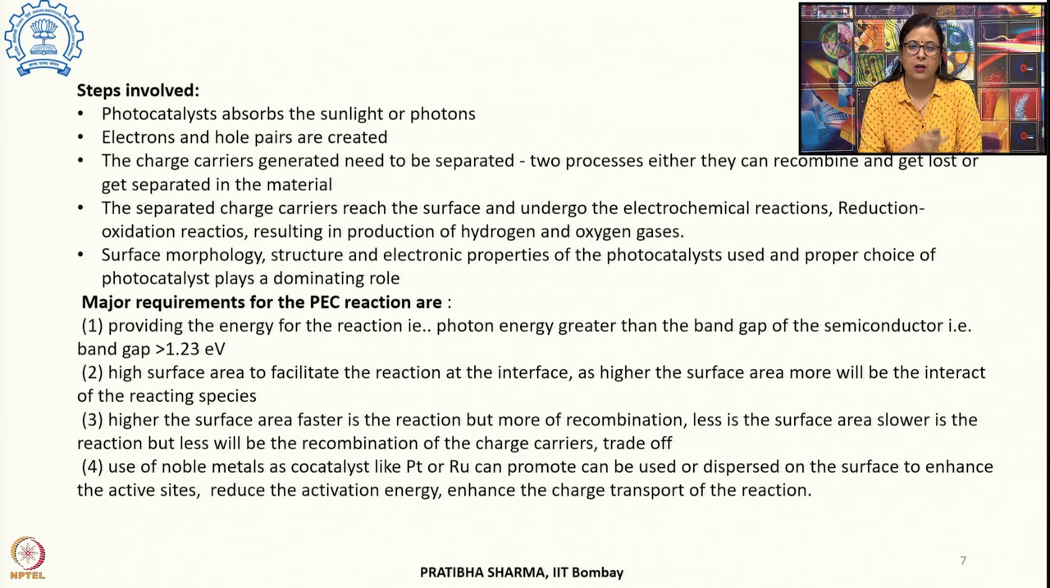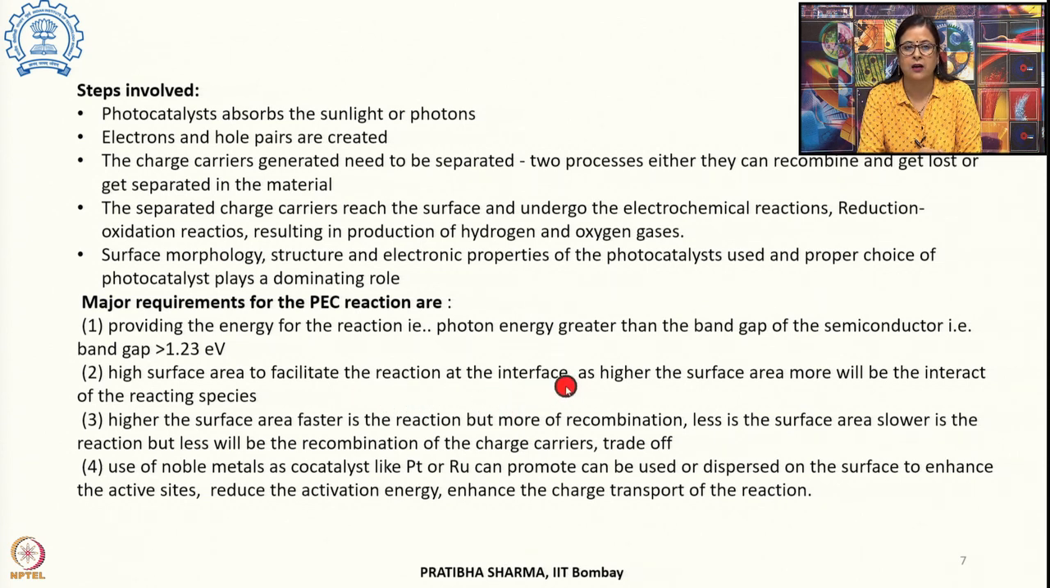Now, the major requirements for the photoelectrochemical reaction to take place are, first, the required energy, which is a photon energy higher than the band gap. That value is 1.23 electron volt, the minimum energy required for the reaction to take place, and it should be provided by means of the photons. A higher surface area is also required, where the reaction takes place at the interface.